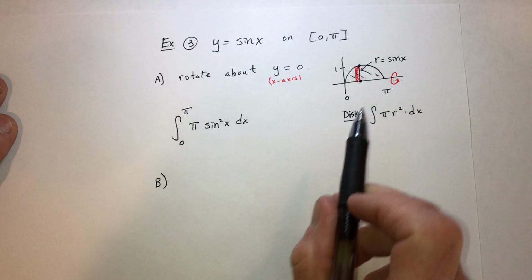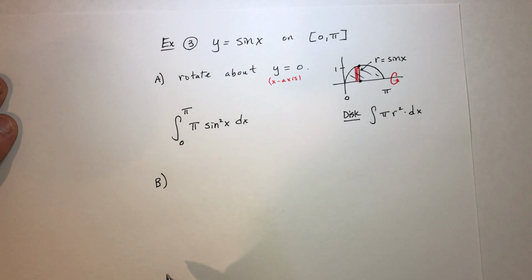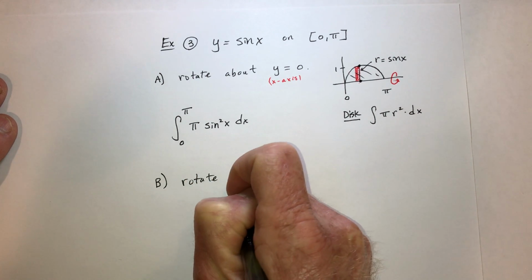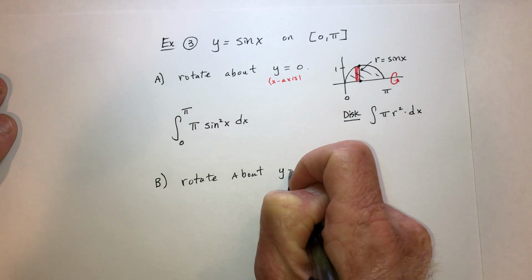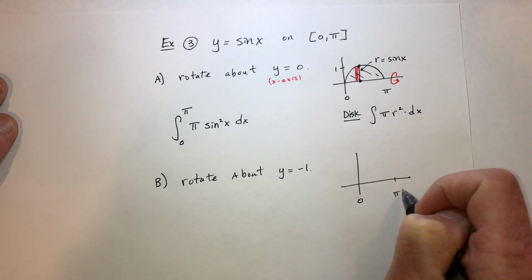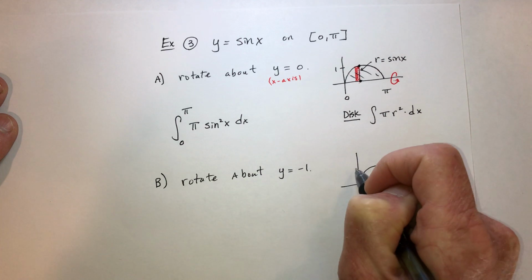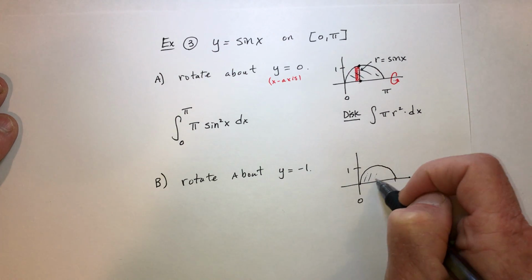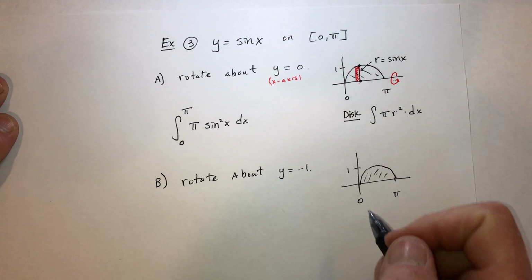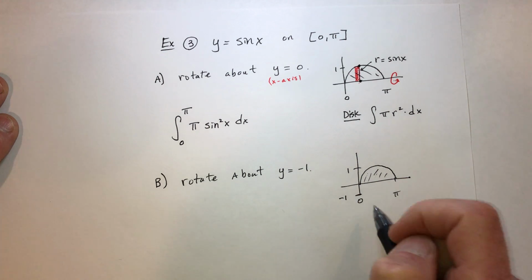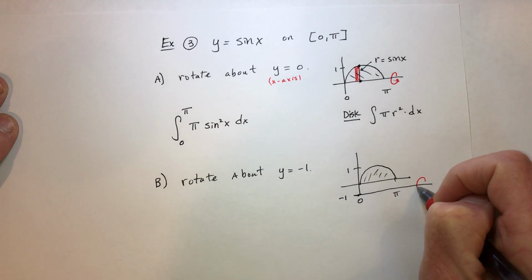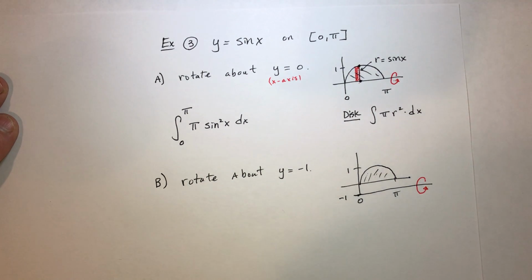Part B, take the same shape, but this time rotate it about the line y equals -1. So it's the same shape from 0 to pi. Good old sine graph. Looks something like that. Slightly shade the area for dramatic effect. Then what about y equals -1? So down here is where y equals -1. And if you draw a line straight across and use a red pen, that means it's going to be rotated around that line.